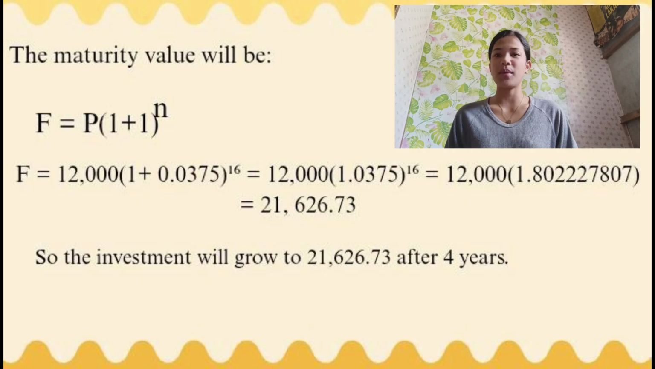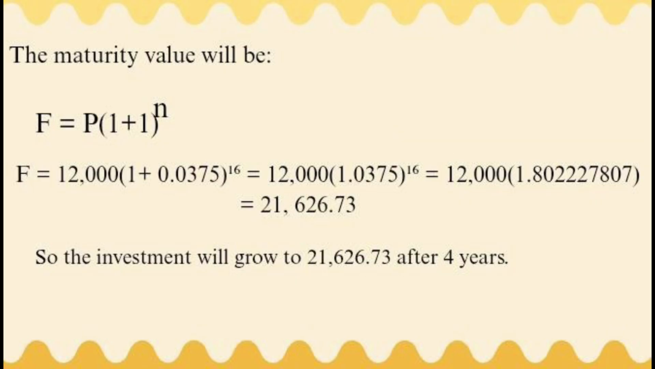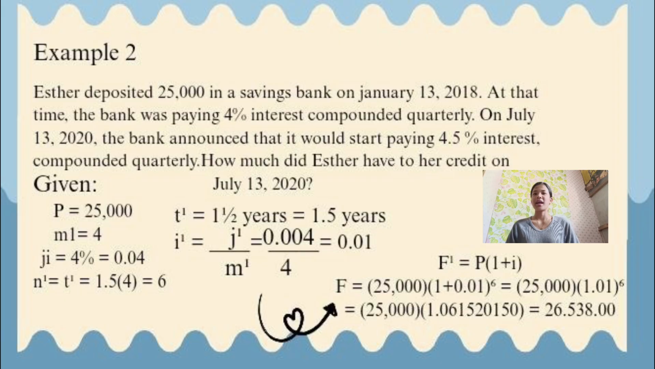3.75%, or 0.0375. Now, we use the formula F equals P times open parenthesis 1 plus I close parenthesis raised to N. Substituting the values, we get F equals 12,000 times 1.0375 raised to 16. After solving, the final answer is 21,626.73. So the investment grows to 21,626.73 after 4 years.